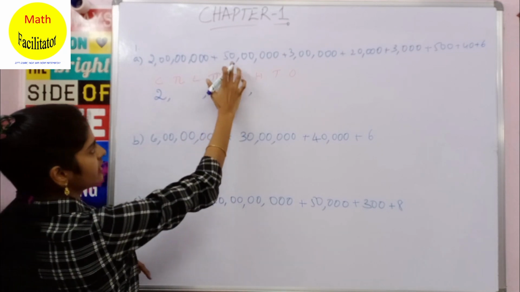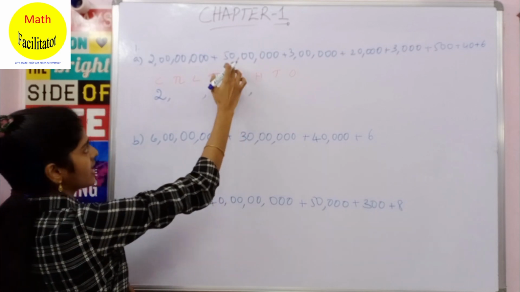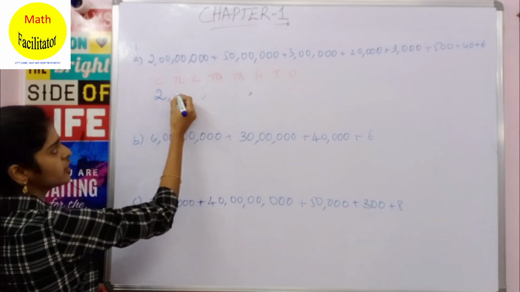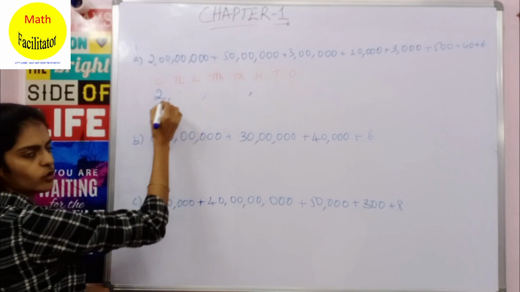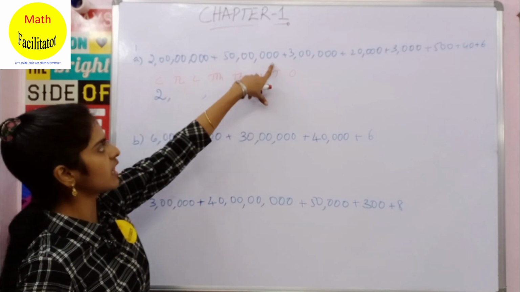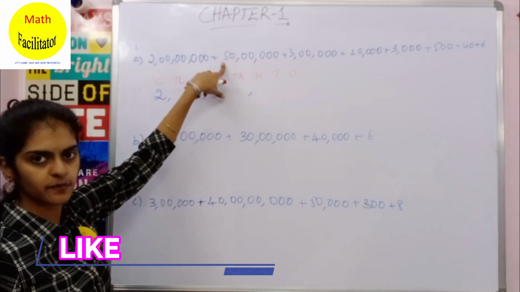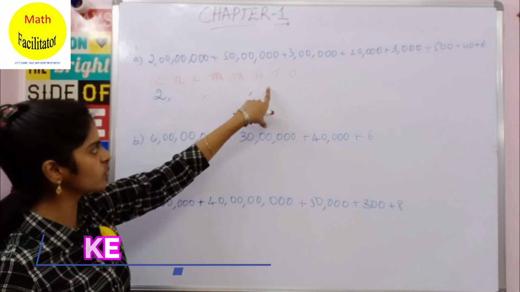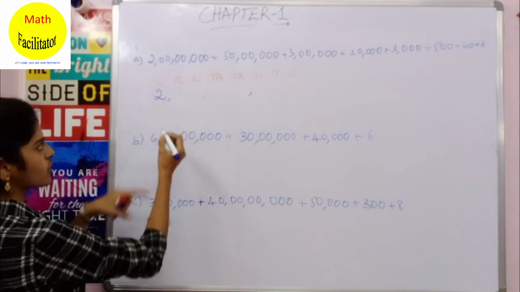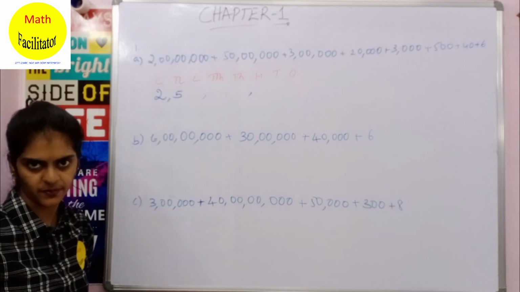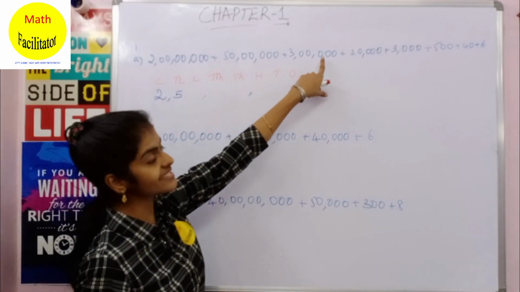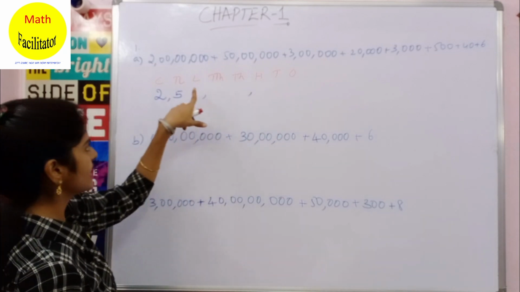Now see here you have 50 lakhs. Where will you place 50 lakhs? You will place here. The other method is you will count the place. It is 1 2 3 4 5 6 7th place. So from here it is 1 2 3 4 5 6 7. Here you will write 5. Now here it is 3 lakhs, so 3 lakhs you will write it here.